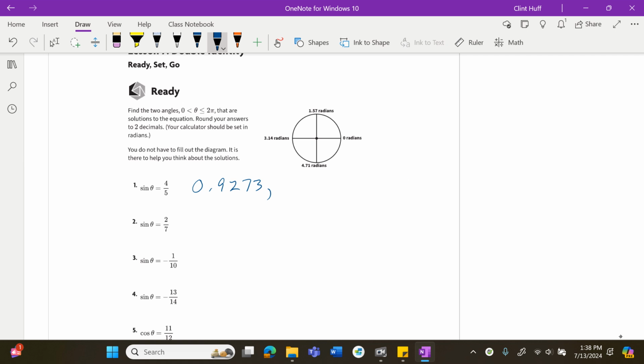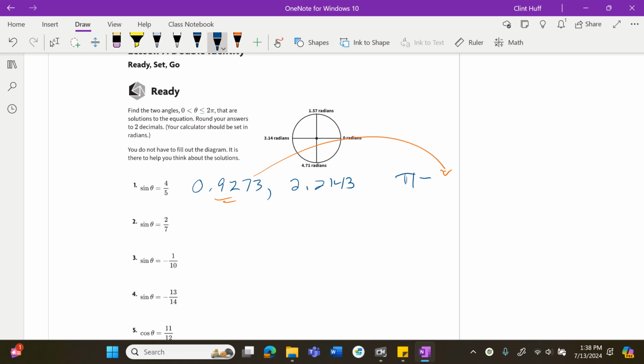So you want to do pi minus that value we just got right there. So pi minus 0.9273 will be 2.2143. So you're doing pi minus this value right here to produce 2.2143.